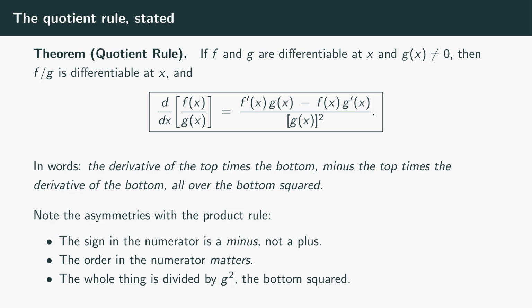Compared to the product rule, same two terms in the numerator, but now there's a minus instead of a plus, and the order matters because of that minus. F prime g and f g prime are no longer interchangeable, and the whole thing is divided by g squared. Three asymmetries with the product rule, and all three are places where students lose points. You can think of the quotient rule as the product rule with a sign trap, and we'll be careful about which term comes first.